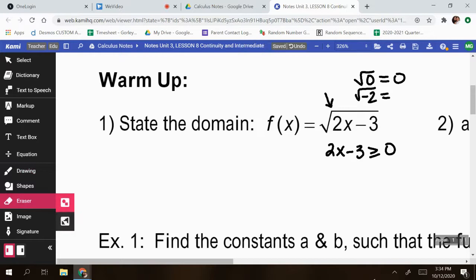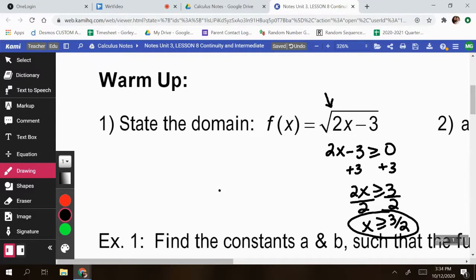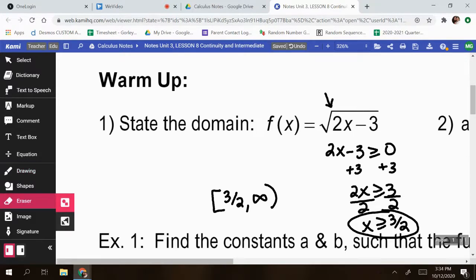Okay, so we want the quantity 2x minus 3 to represent a number that's greater than or equal to 0. Now, if I solve for x, I'd add 3 to both sides and then divide both sides by 2. And I get that x would have to be greater than or equal to 3/2 in order to keep that radicand positive or equal to 0. All right, so if that's the case, I could write my answer like this. That's set notation. Or if I want to write it in interval notation, I can write 3/2 to infinity, where we have a closed bracket here because we're including 3/2, and then infinity, we want to see that parenthesis.